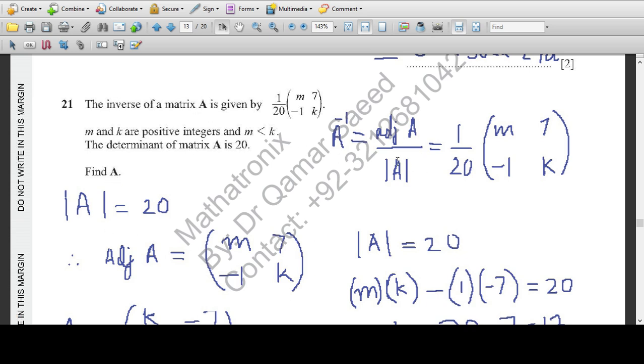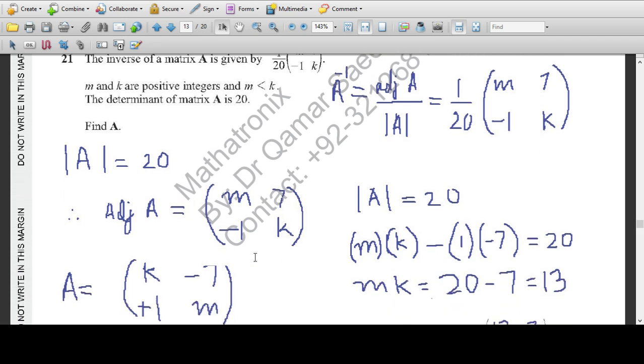So we have been given this determinant, which is given as 20. And this is the inverse, so this is the adjoint. The inverse is written as the adjoint upon the determinant. So this is the determinant in the denominator and this is the adjoint. So we write down this m, 7, minus 1 and k as the adjoint of A. So this is adjoint A.